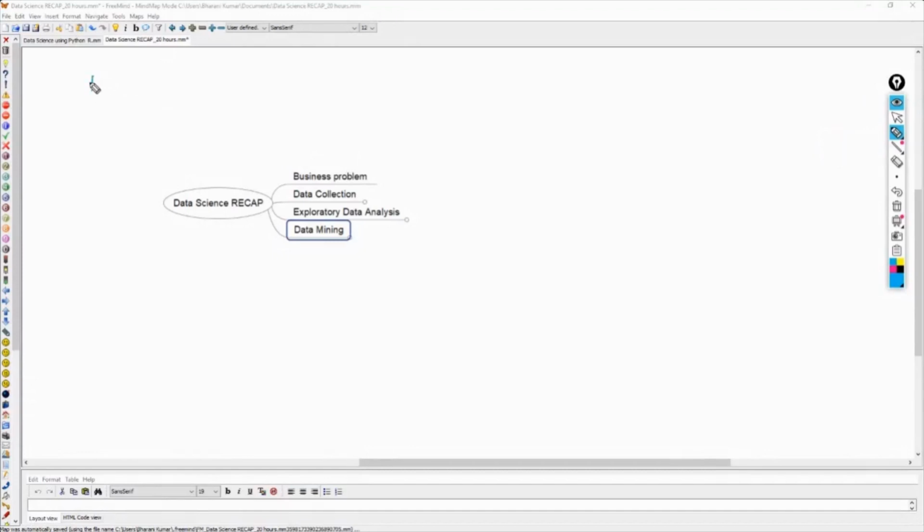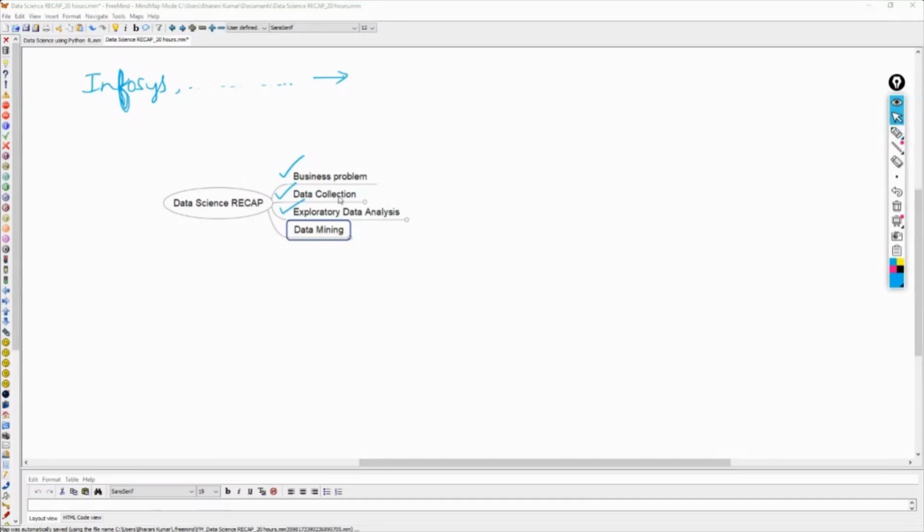Whether you join Infosys or TCS or Wipro or Deloitte or any other company for that case, you would be given a business problem. You need to understand the business problem, and accordingly you need to collect the data. Once you collect the data, you need to perform exploratory data analysis on the data.